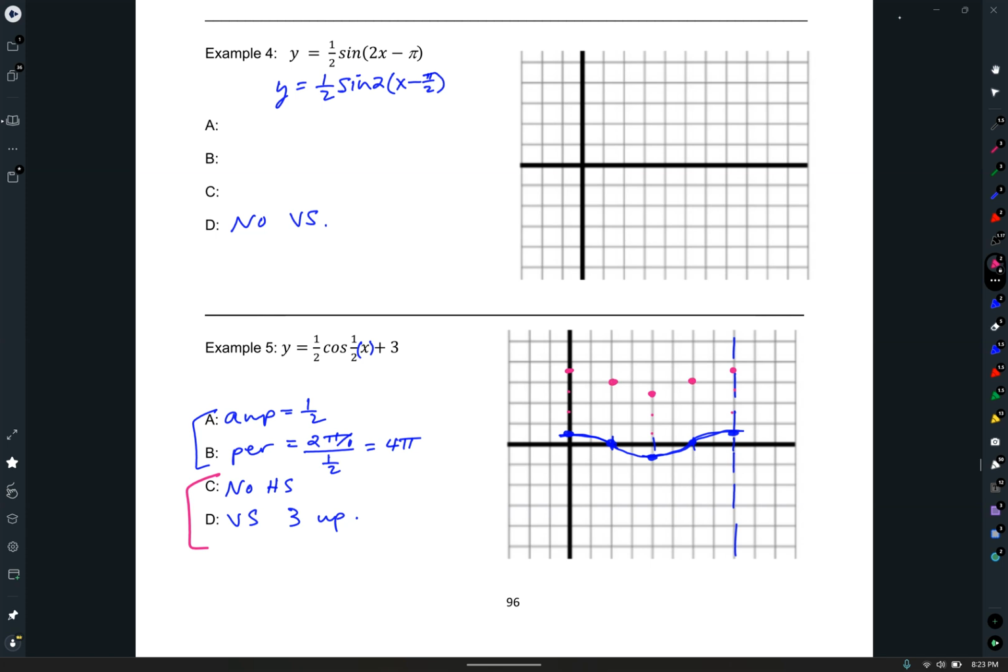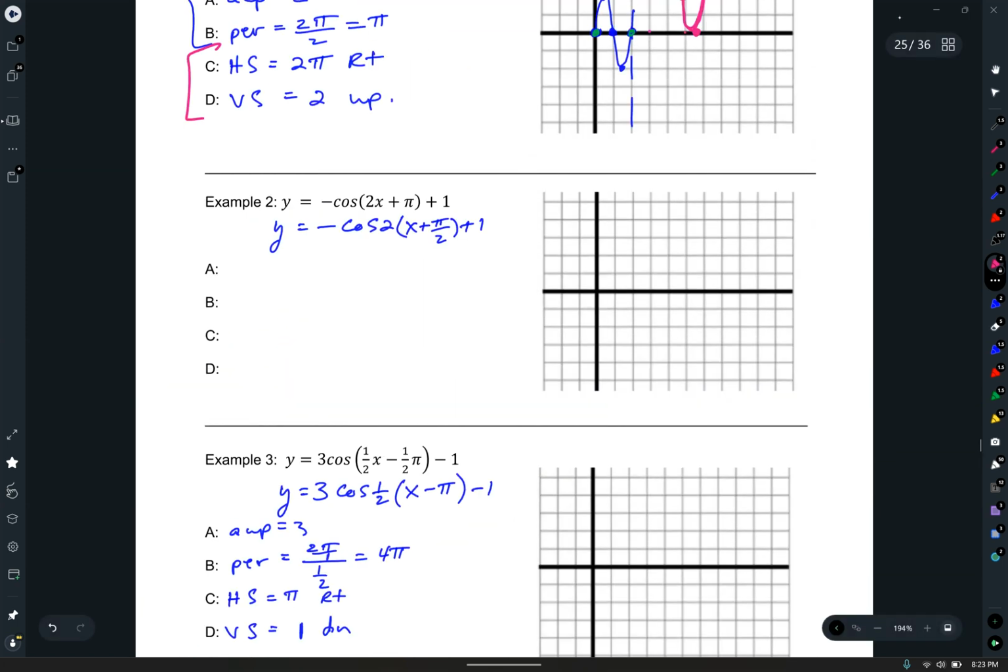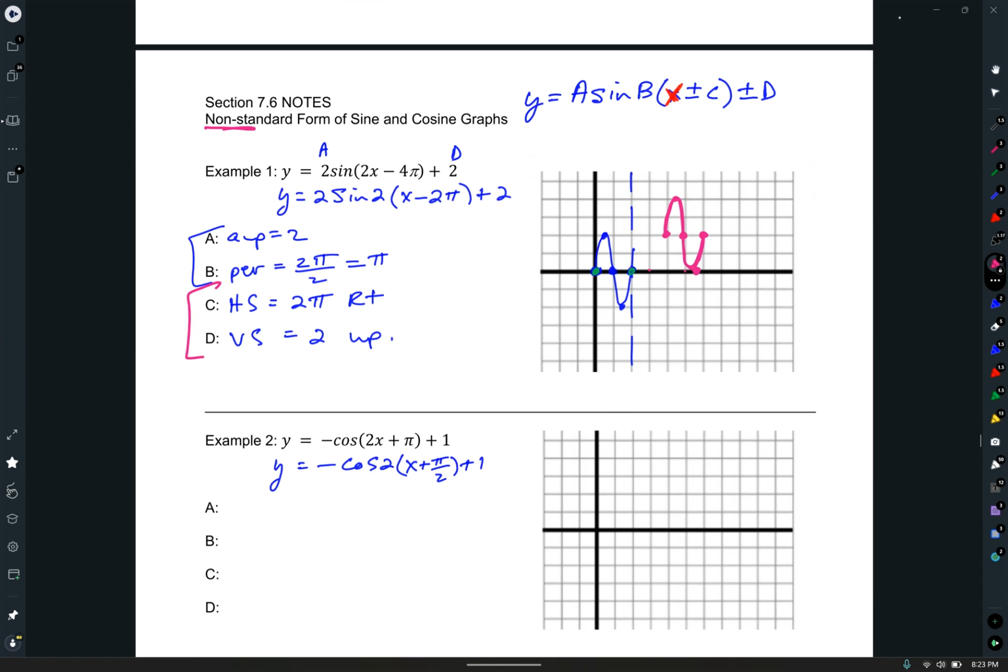And so here is my very squishy cosine graph. Again, even though I've kind of darkened in that graph, I can still see all 5 points. Okay? So that is everything you never wanted to know about graphing sine and cosine from section 7.6.